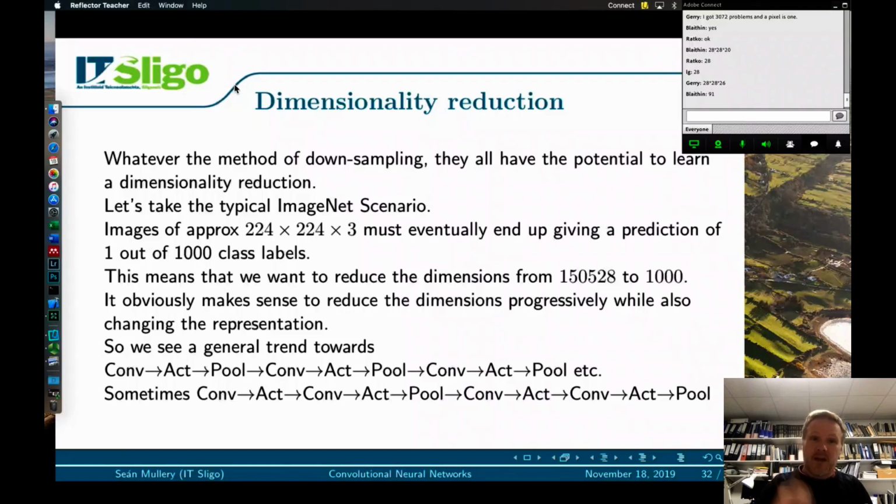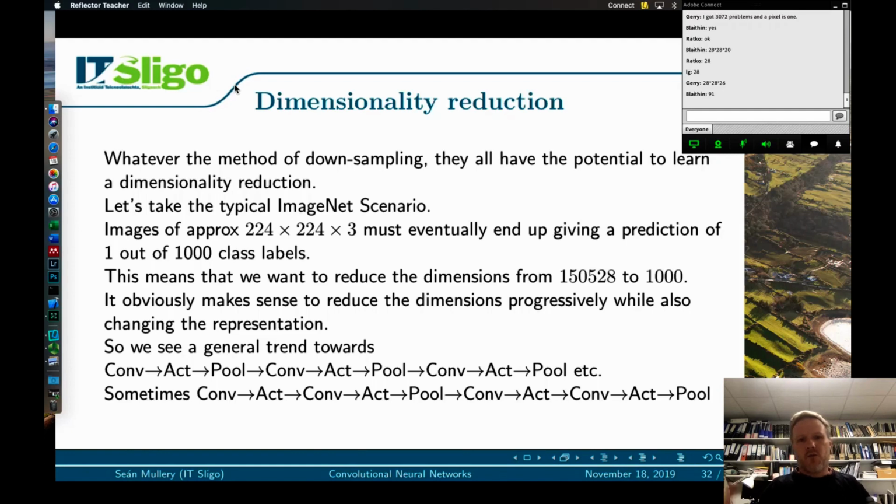So let's take a typical ImageNet scenario where we start with images that are 224 by 224 by 3, and we must eventually end up giving a prediction of 1 out of 1,000 class labels. Okay, so we've got 1,000 different class labels, and we have to be able to say it's most likely this one and less likely this one, and a load of them should be something close to 0. But we start off with very high dimensions. Let me just see, 224 squared multiplied by 3. Yeah, it's a 150,528 dimensional problem, and we would need to reduce that down to 1,000 class labels.